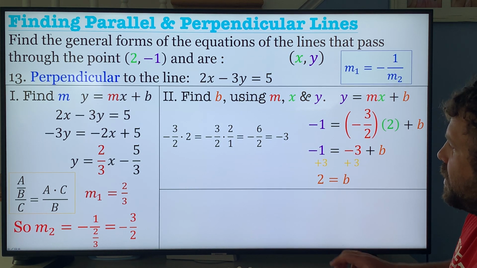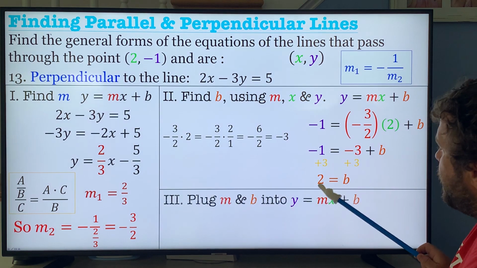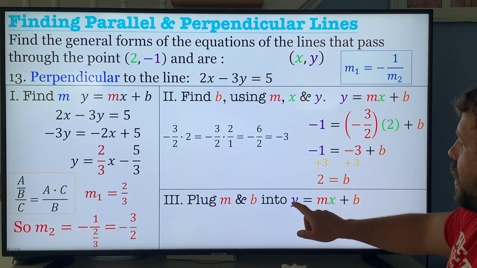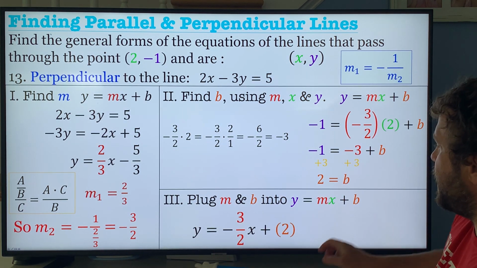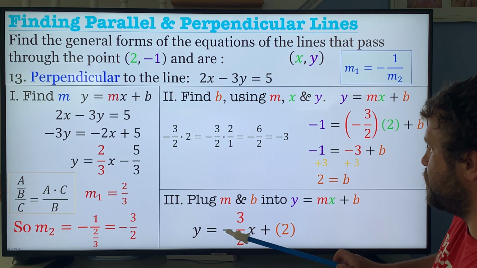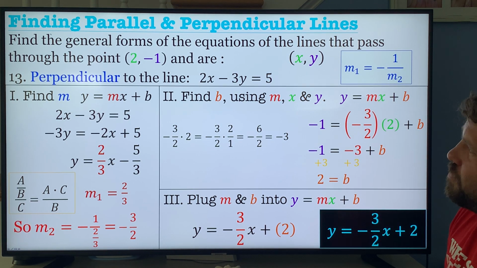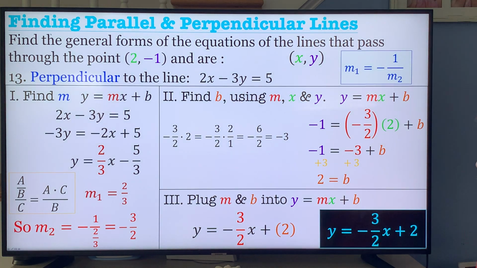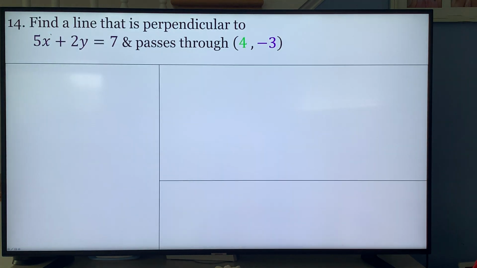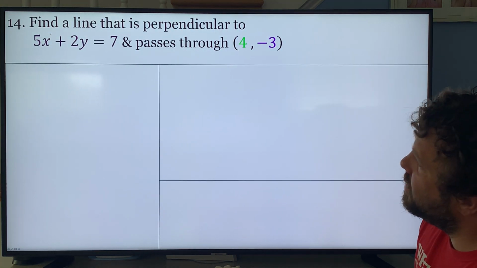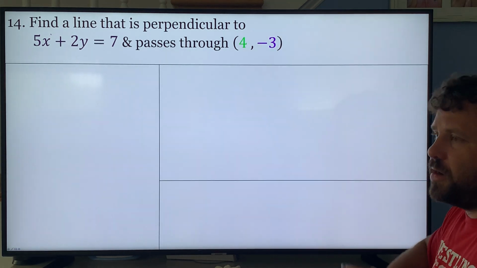And that's our B. So we're going to take our m and our b and plug it back in here. y equals -3/2 x plus 2. Bam. And that is solving perpendicular lines. Ready to do one more? I do. Problem 14. And then we're done. Last one. Find the line that is perpendicular to this right here and passes through that point.